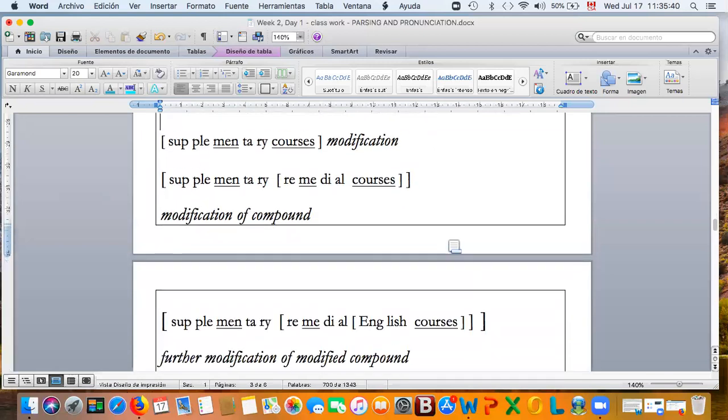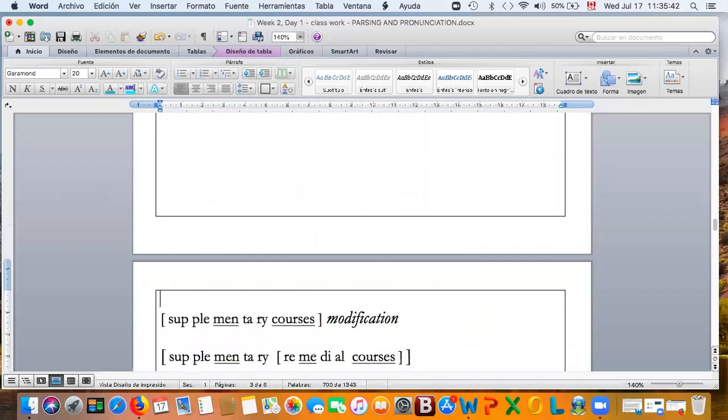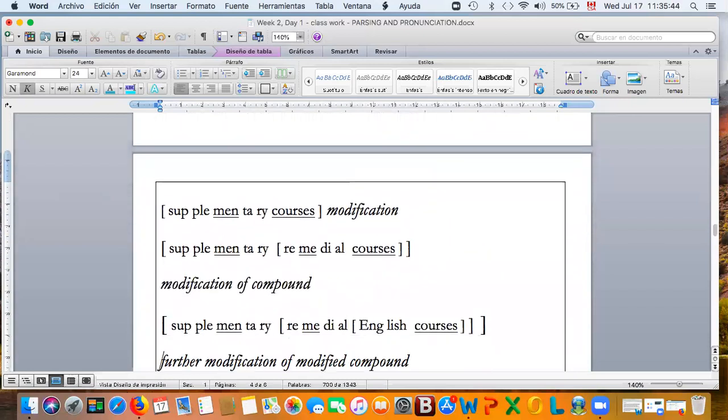Let's do one more. We have a simple modification structure. Supplementary courses. Courses is the modified element, so it must be higher. Supplementary courses. What do we have here?